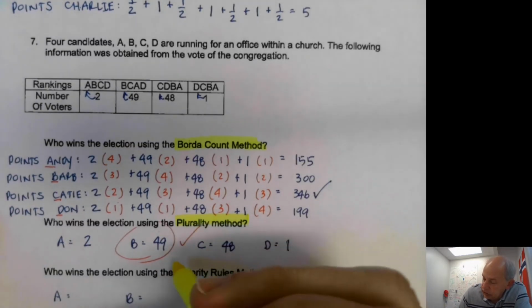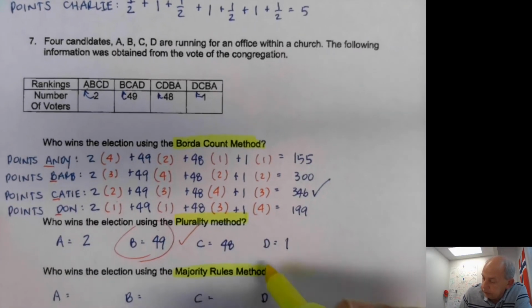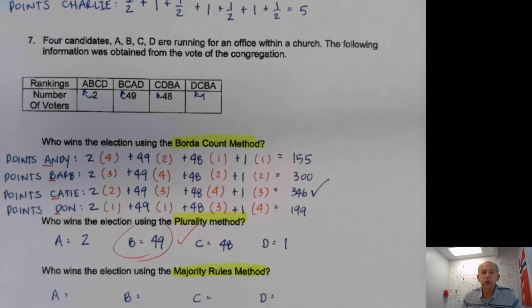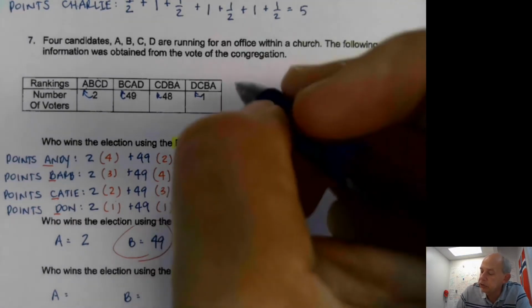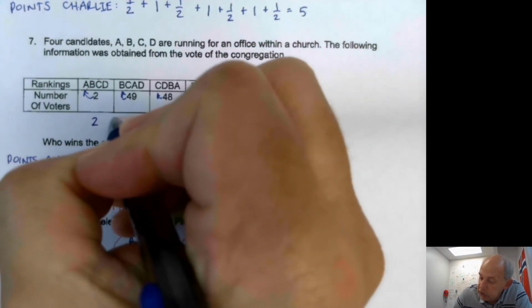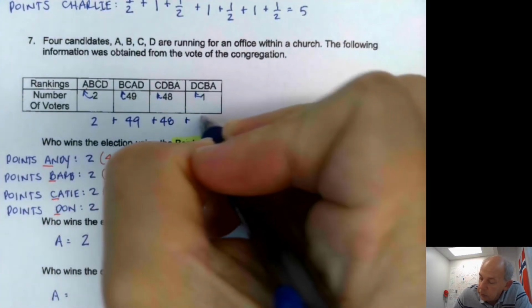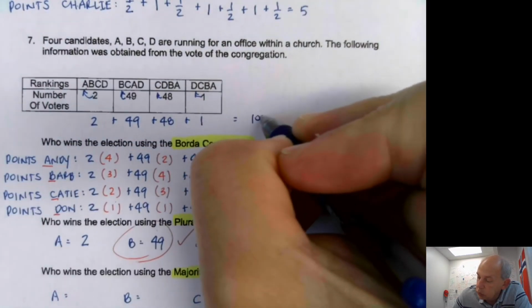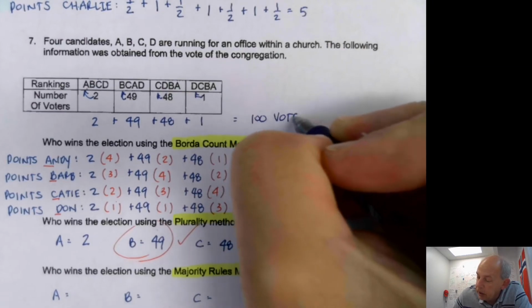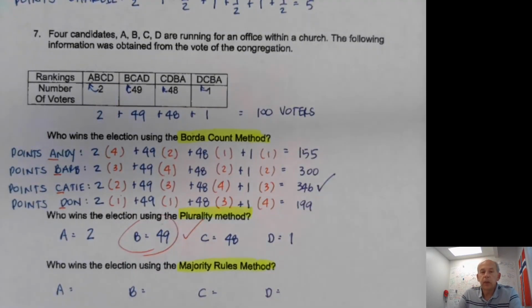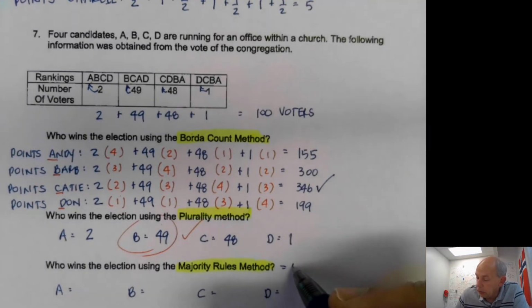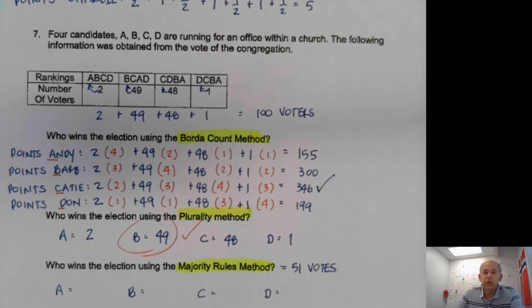Now, let's check out the majority rules. Who wins a majority here? Well, first thing we have to do is see how many voters we have. We have 2 plus 49 plus 48 plus 1. We have 100 voters. So in order to get a majority, it has to be 51 votes in order to have a winner.